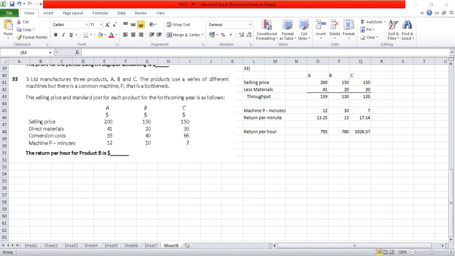Ma'am, could you show the 31st sum once, ma'am? I didn't write it on the values. Sure, sure. 31.